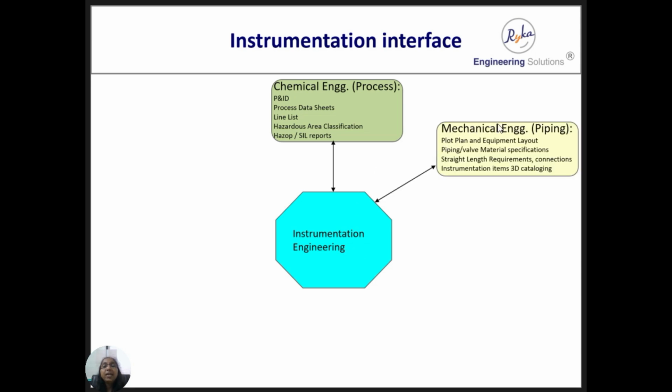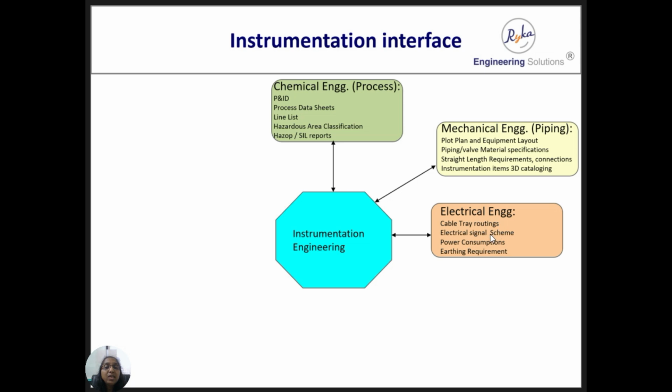Then comes the mechanical engineer. They provide plot plan, equipment layout, and piping and wall material specifications to instrumentation. Instrumentation provides instrument connections, straight length requirements, or any installation requirement to piping, and they also provide instrument item details for 3D cataloging so that the 3D model is built up for the plant.